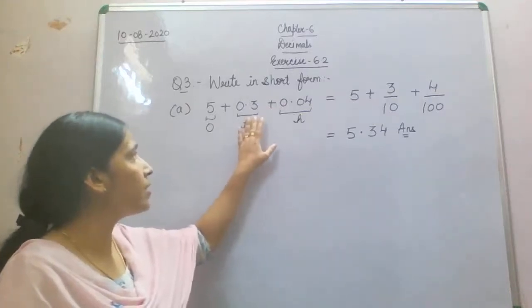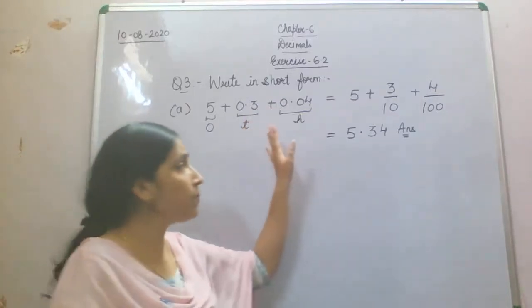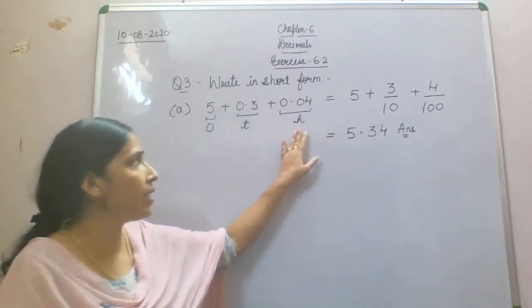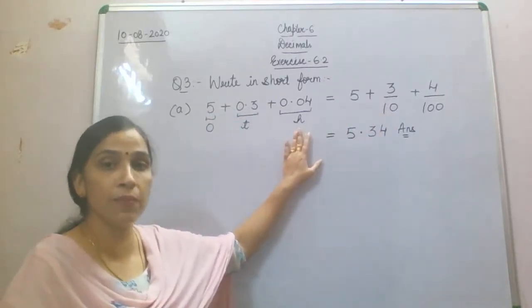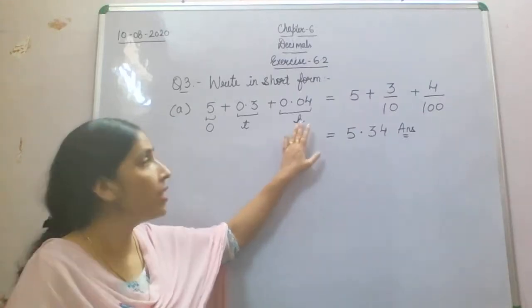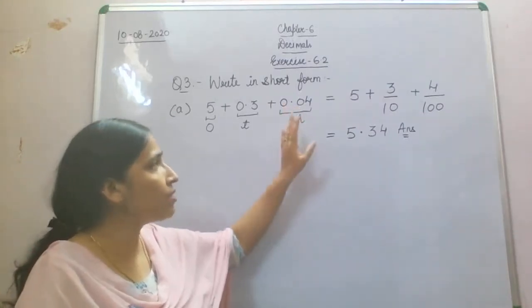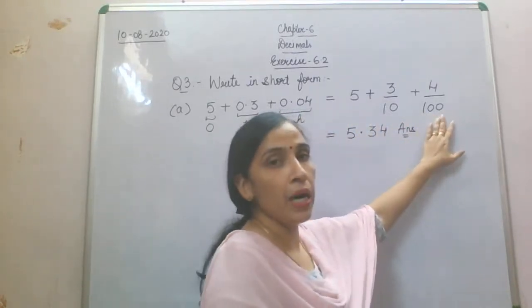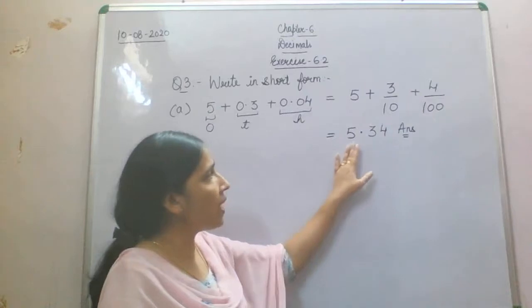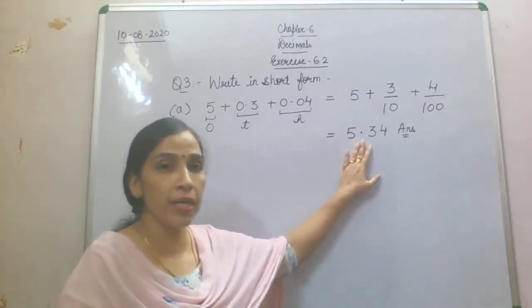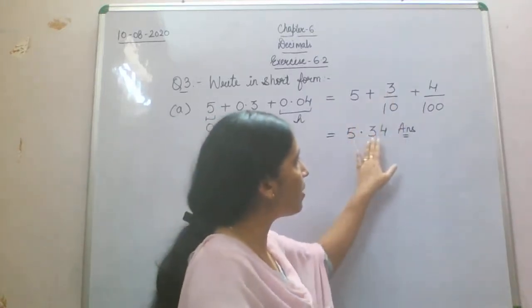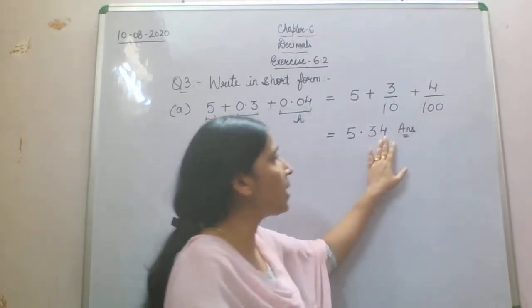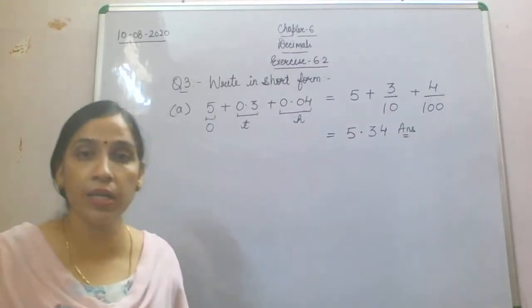Now here, this is your tenths place, so it means 3 will be divided by 10. Come to the next, this is your hundredths place because 2 decimal places will be there after the decimal point. So what will you write? 4 divided by 100. So what are you getting? 5, then the decimal point, then 3 will be the first number after the decimal and 4 will be the second number after the decimal. So what is it?